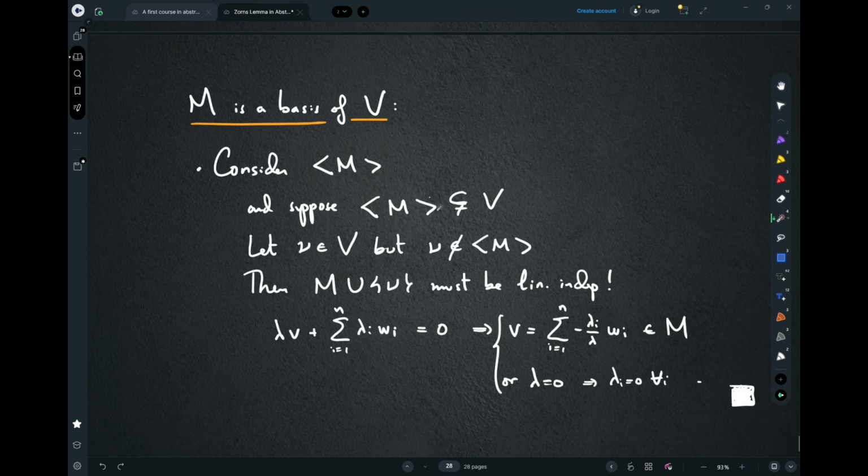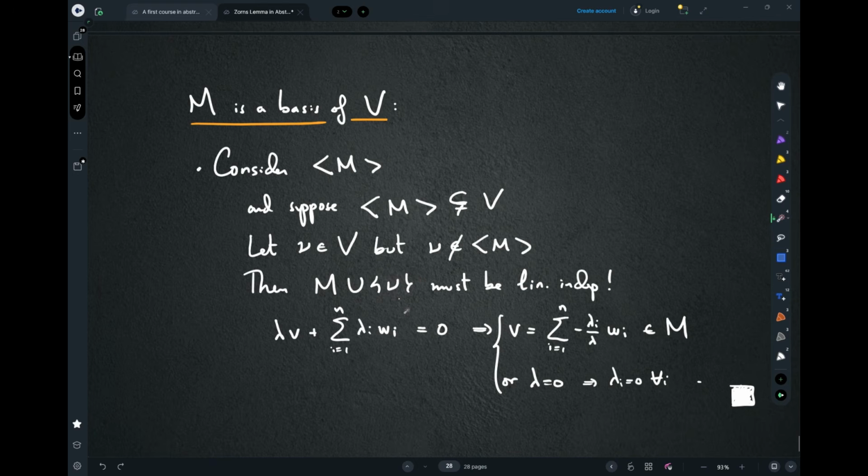And suppose that it doesn't generate. So I have a linearly independent set. If it generated all of V, then it would be a basis. So suppose it doesn't generate. If it doesn't generate, there is some element v in V that is not in the linear space generated by M. But if it is not in the space generated by M, then this set must be linearly independent and larger than M, contradicting the fact that this is also in S and M is maximal.